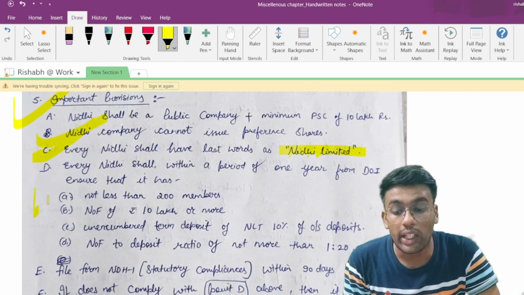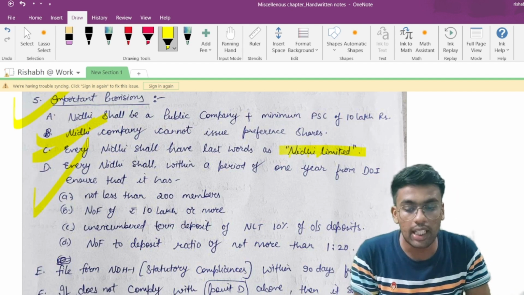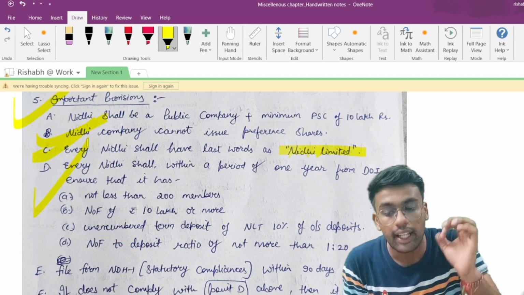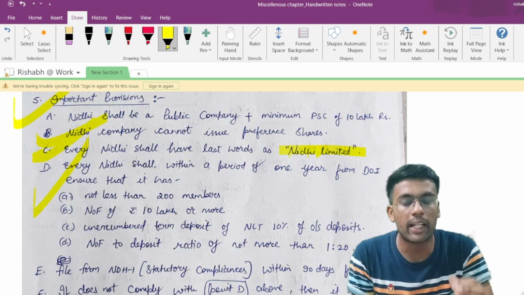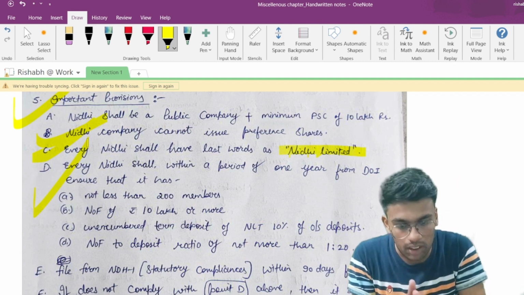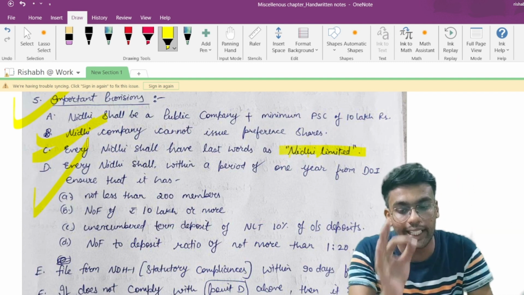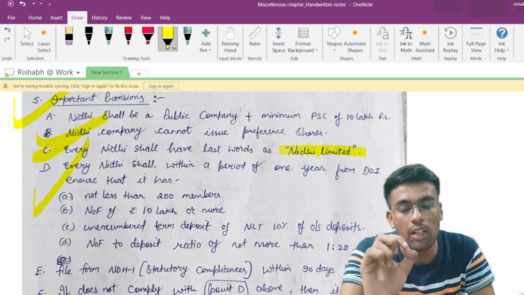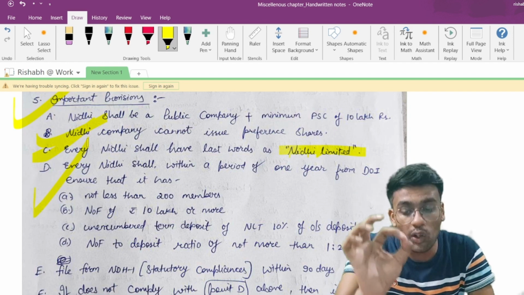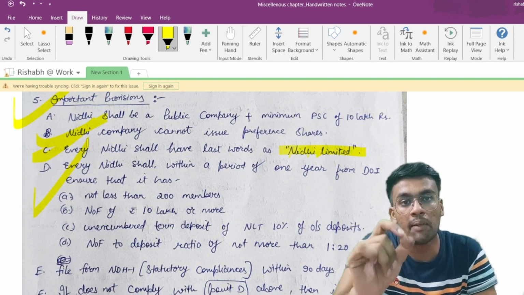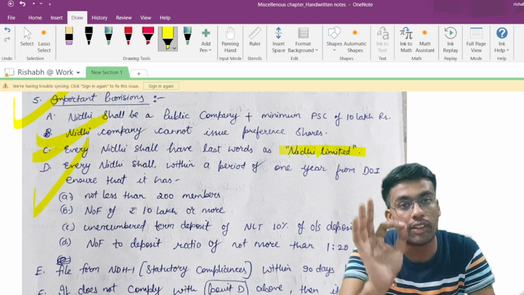Point number D talks about every Nidhi which, within a period of 1 year from the date of incorporation, shall ensure that it has not less than 200 members. That means every Nidhi Company which has been incorporated should, within a period of 1 year, ensure that it has a minimum of 200 members, and net owned funds of 10 lakh rupees or more. Matlab, a minimum of 10 lakh rupees of net owned funds should be there.